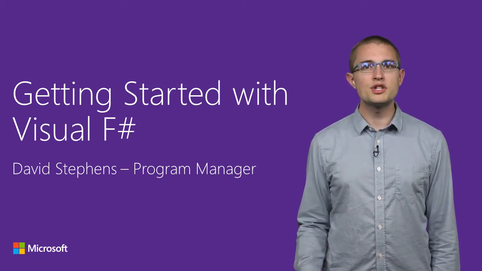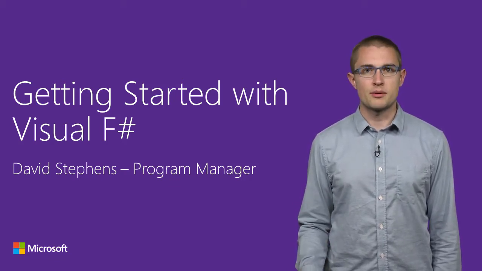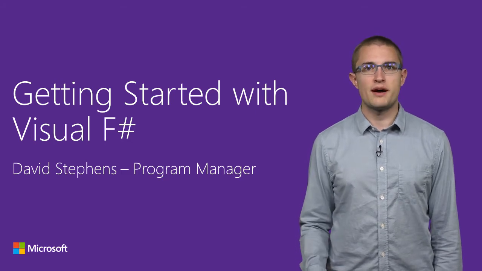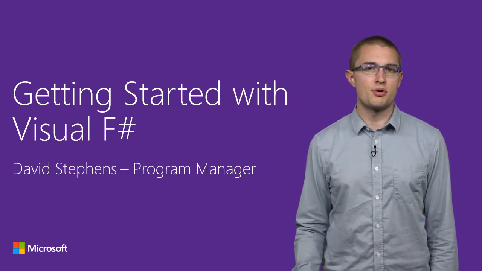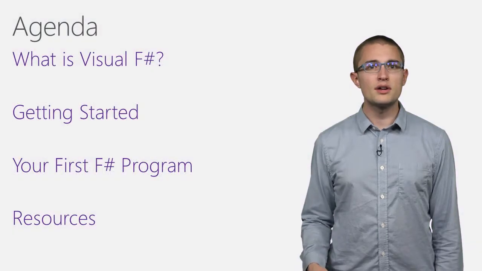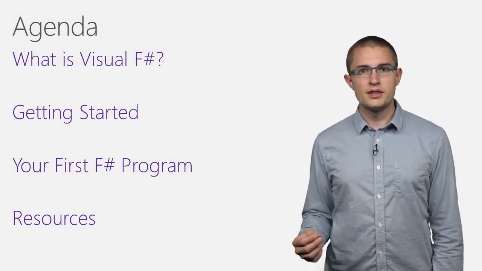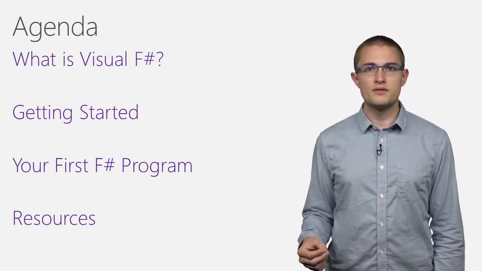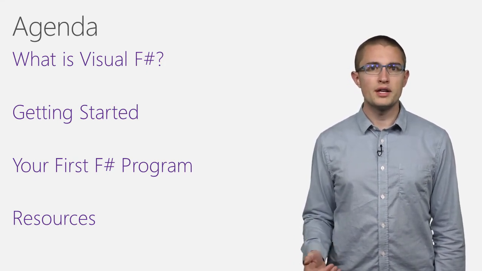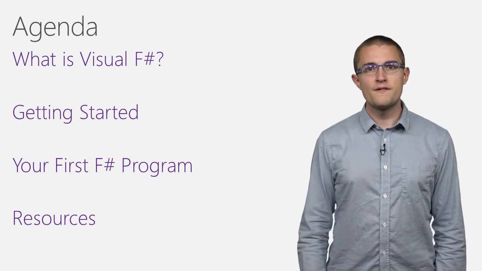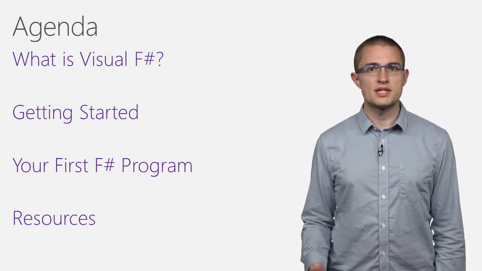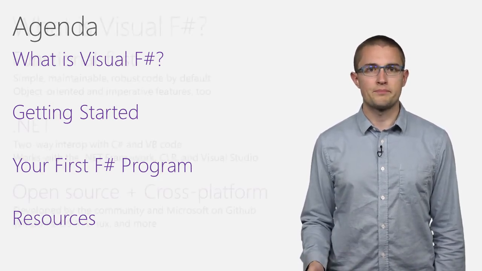In this video, I'm going to show you how to get started with Visual F#, an open source, cross-platform, functional-first .NET programming language. First, I'll give you an overview of Visual F#. What is it and why is it useful? Then I'll show you how to get set up with F# in Visual Studio, and I'll walk you through writing your first F# program. Finally, I'll point you towards some resources that can help you learn more about F#.